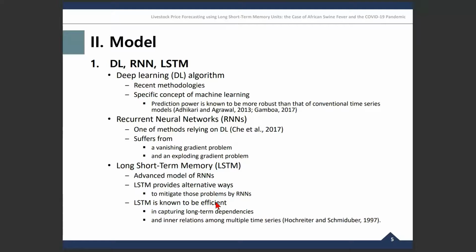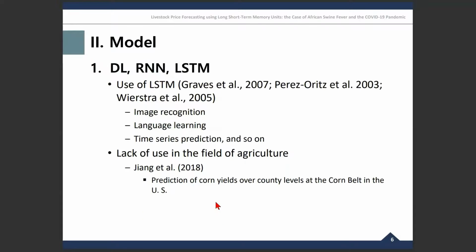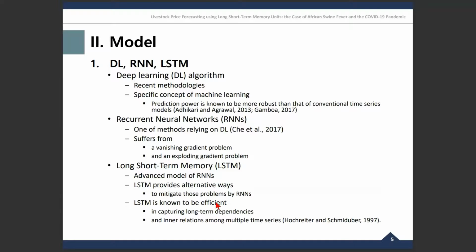This is just a brief introduction to LSTM. Traditionally, deep learning algorithms are used in other fields, and RNNs, recurrent neural networks, are also used. LSTM is one of the specific versions of RNN, and one of the characteristics of RNN or LSTM is that it can combine long memories, while other time series models depend on short-term memories, like Markov chains or short-term autoregressive components.